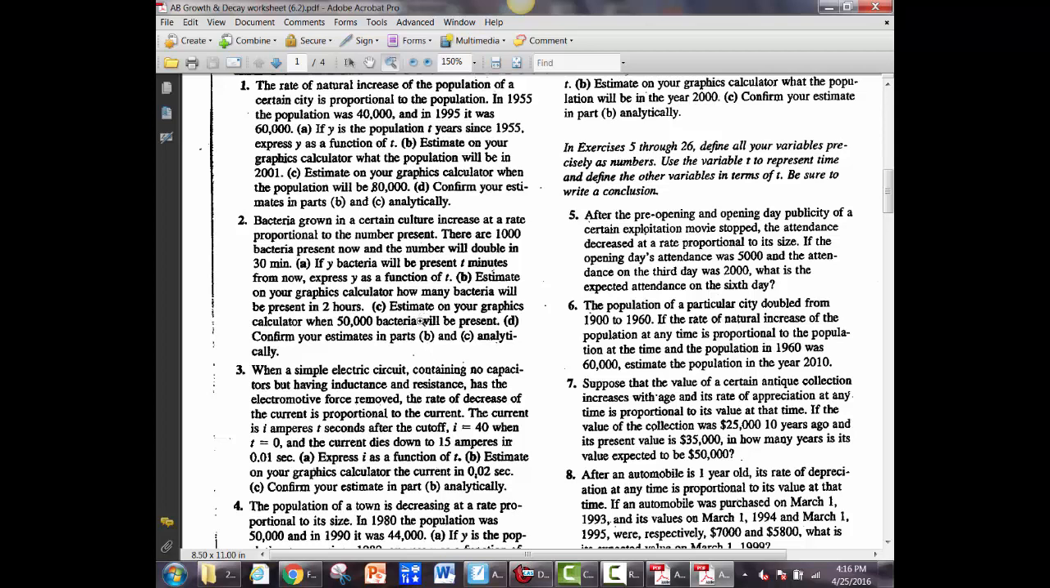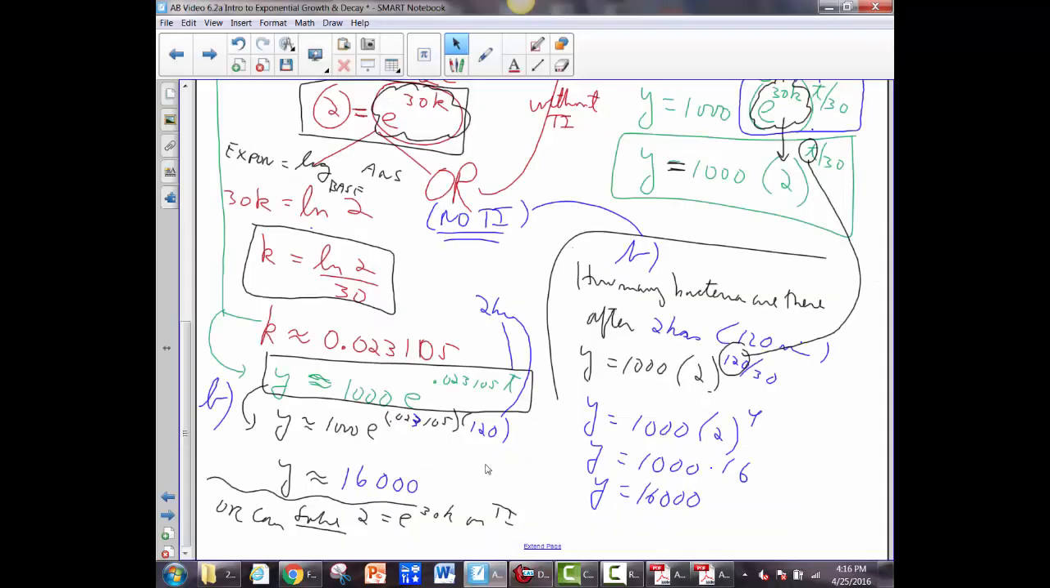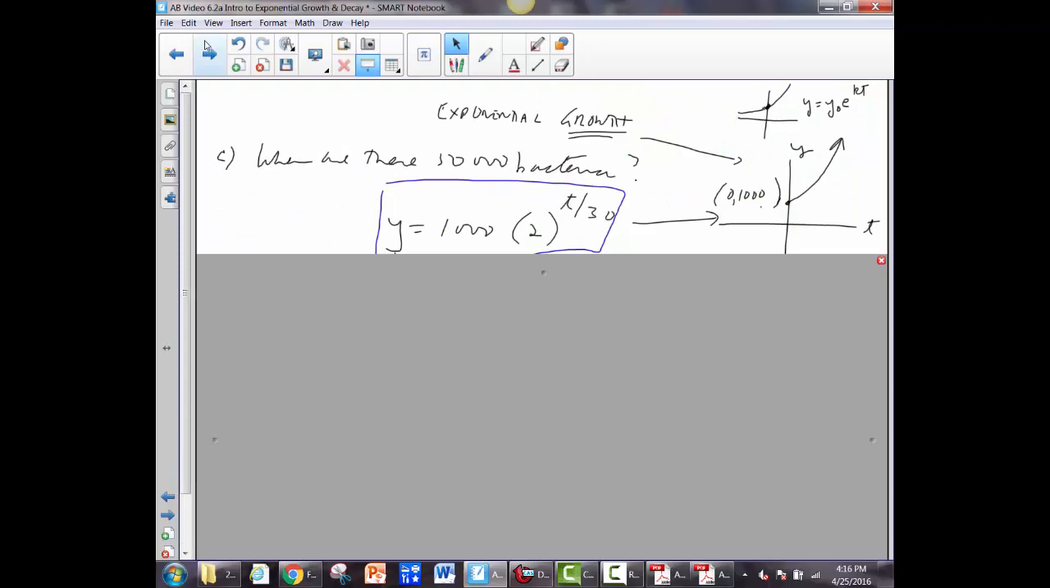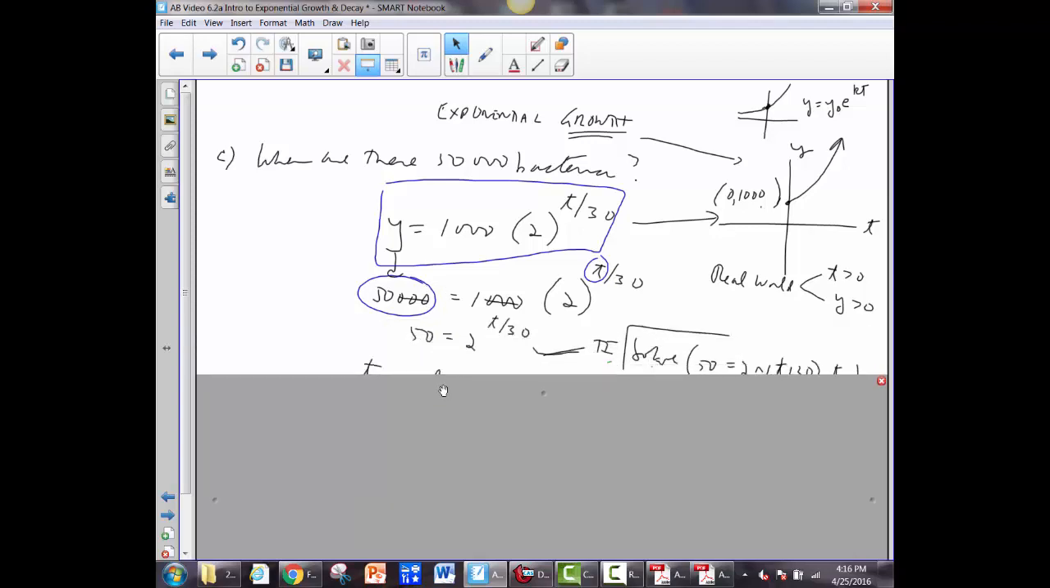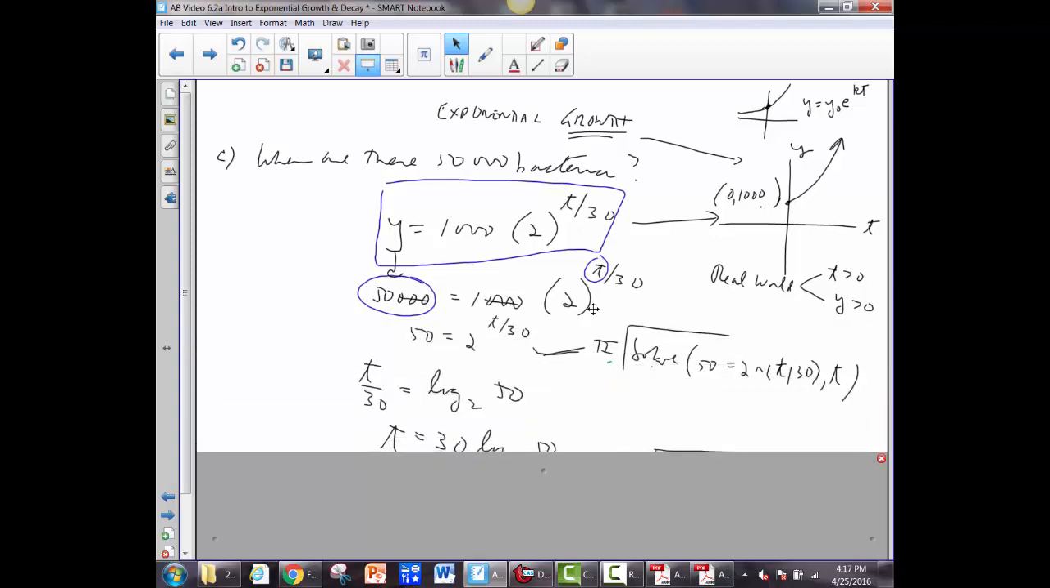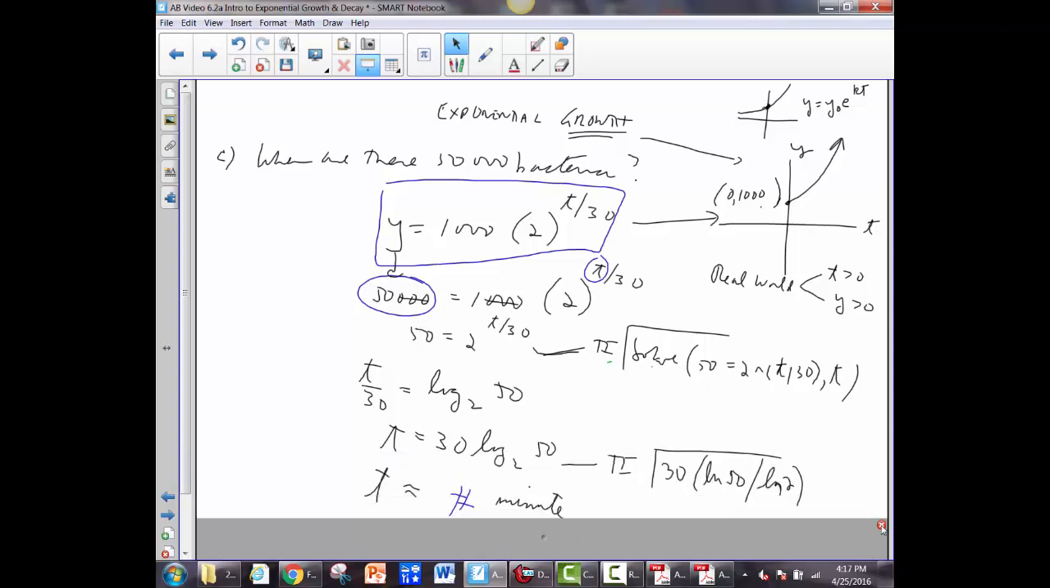Yes. Find when will there be 50,000 bacteria present. So now what you're doing is, maybe on the next page. Yeah. So when are there 50,000 bacteria present? So you're going to take your equation, replace the y by 50,000, and we're trying to find the when, which is the t. Divide each side by 1,000, you get 2 to the whatever, and then you could solve either this equation or this equation on your calculator. If you were doing it by hand, you'd still need a calculator at some point to evaluate this expression.